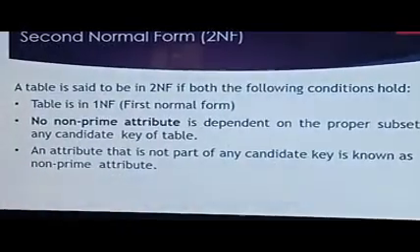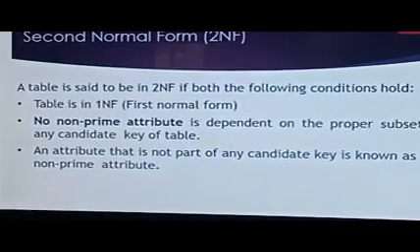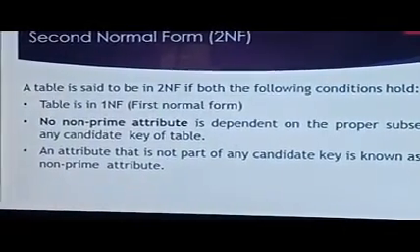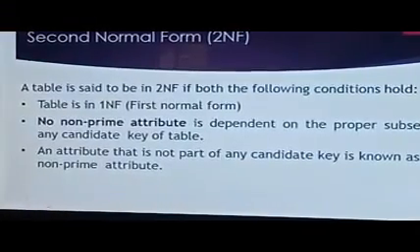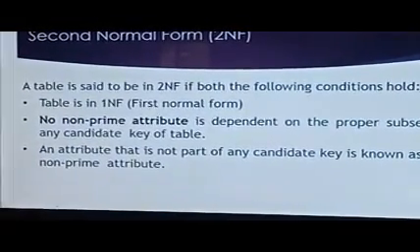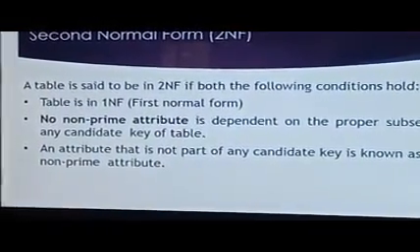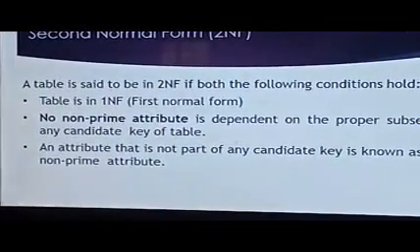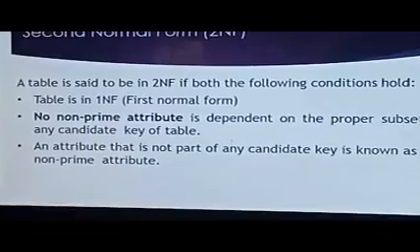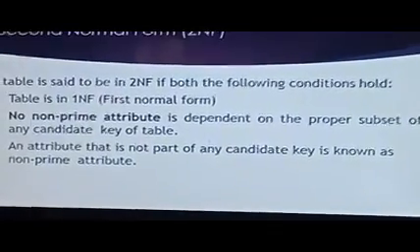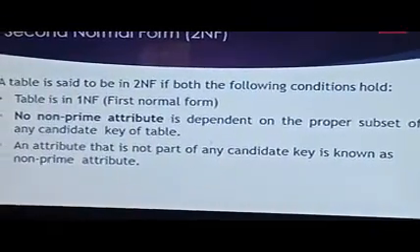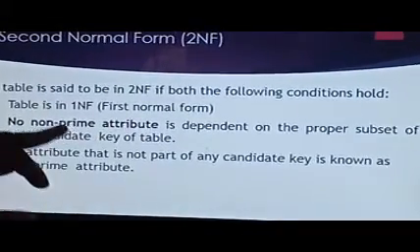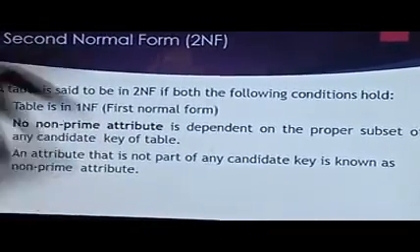And second normal form. The first criterion for second normal form is that the table must be in first normal form, so there should not be any repeating groups. The second criterion is no non-prime attribute. Whichever is not a prime attribute, you have to identify that and segregate it. The attribute which doesn't depend on the primary key is the non-prime attribute.